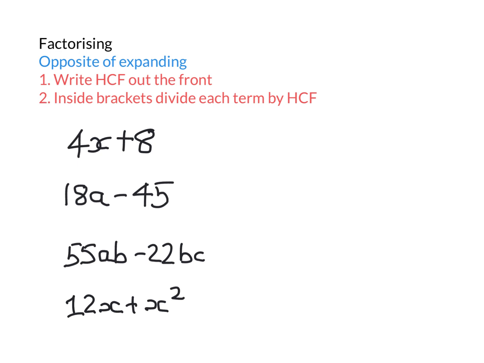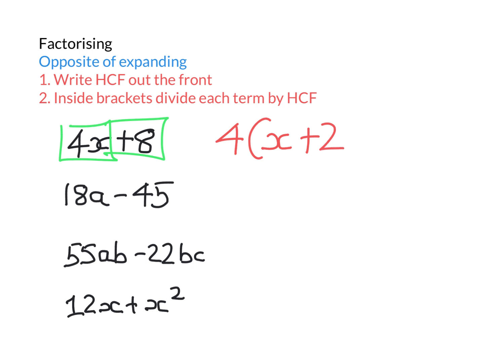So you follow these two steps. You write the highest common factor out the front, and then inside the brackets, you divide each term by the highest common factor. So this expression here has two terms, 4x and positive 8. The highest common factor is 4, so that goes out the front. Now I'm saying, what do I times by 4 to get 4x? Well, that's just x. What do you times by 4 to get positive 8? Well, that's positive 2. There, we're done.